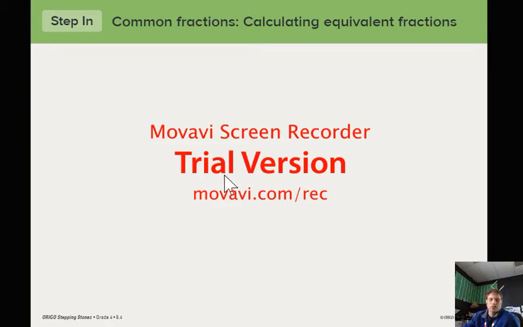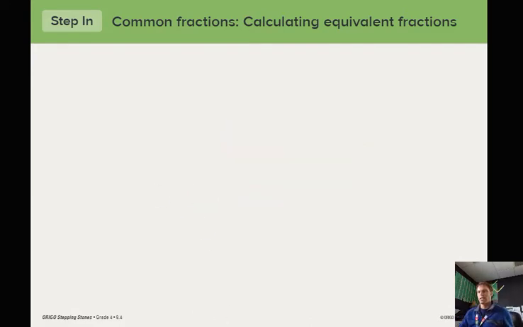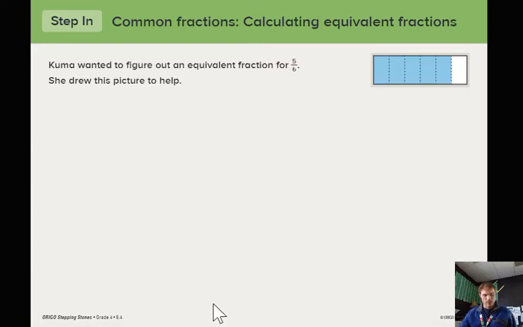All right, this is part 2 of our lesson 9.4. Let's hope I have the right one here. Calculating equivalent fractions. And if we take a look at your step in, it says Kuma wanted to figure out an equivalent fraction for 5/6.